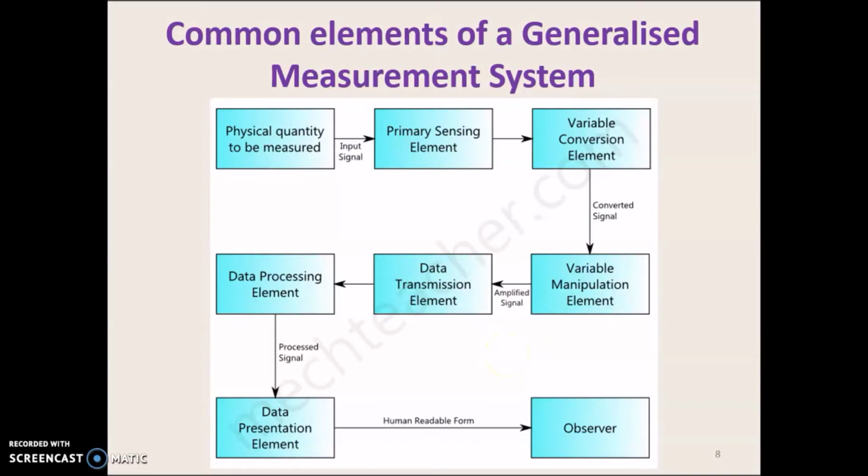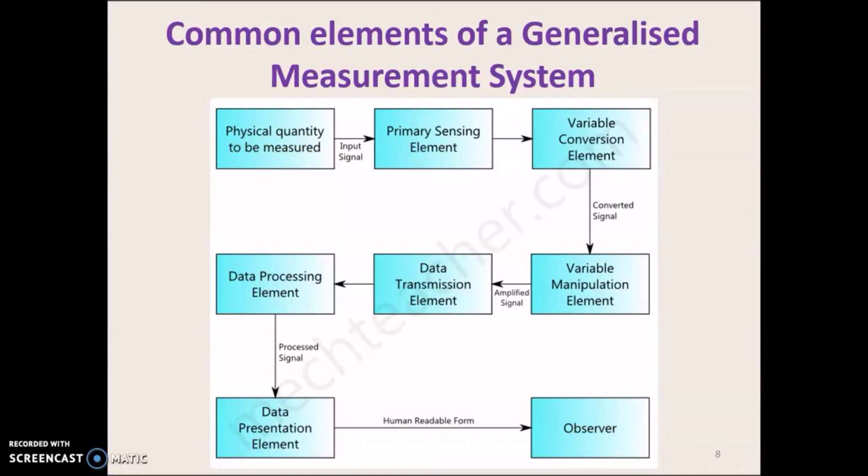Hi students, in today's video lecture we are going to see two different topics. One is the common elements of a generalized measurement system. This consists of certain common elements which any measurement system consists of, and with the example of such a measurement system we are going to see how the input signal is going to be converted into the output signal. This is the first topic.